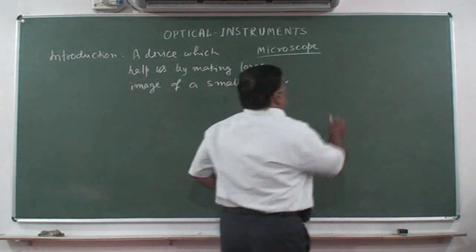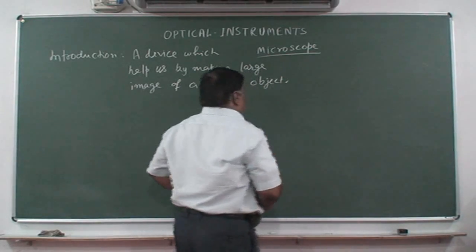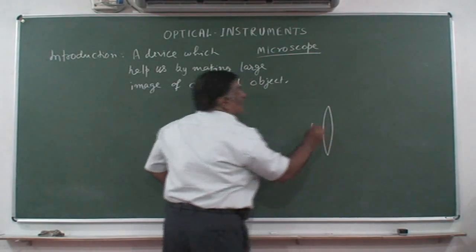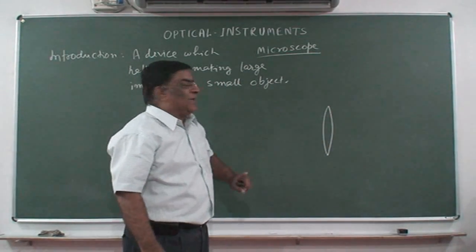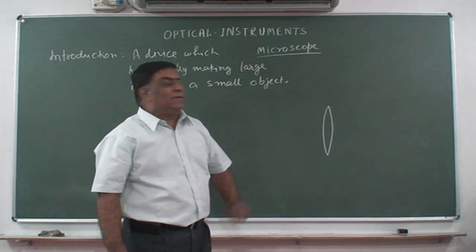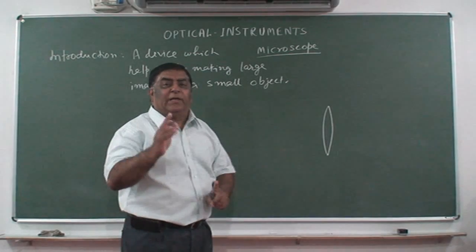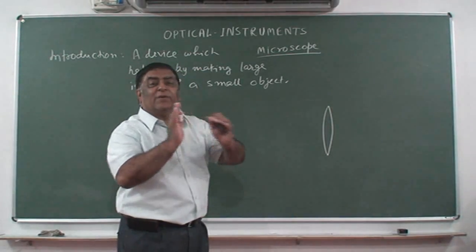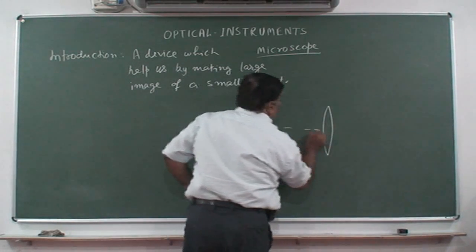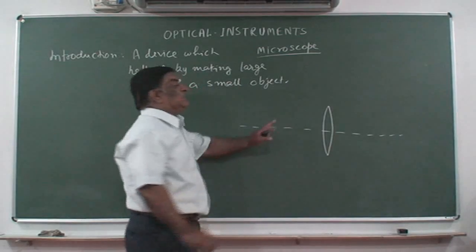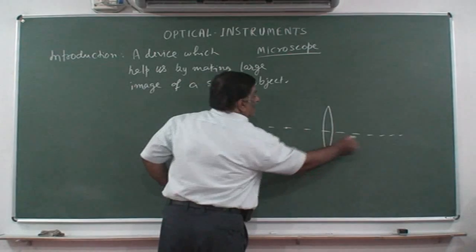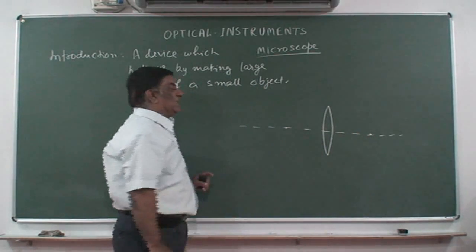Only a convex lens. If we see from the side, the convex lens will appear like this. A double convex lens, the simplest convex lens. Now this is a microscope, but it will be a microscope only when it is used with a particular arrangement. What is that arrangement? We know that every lens has a focal length, on both the sides. That definition we have already studied.